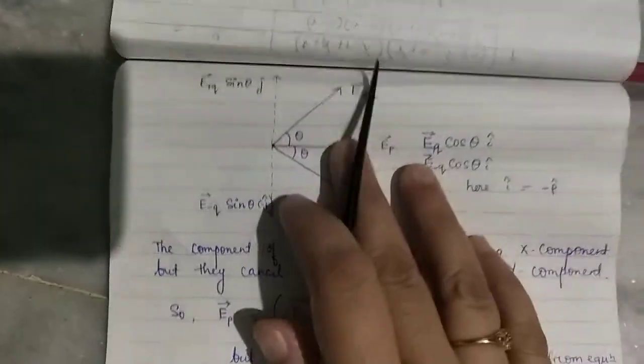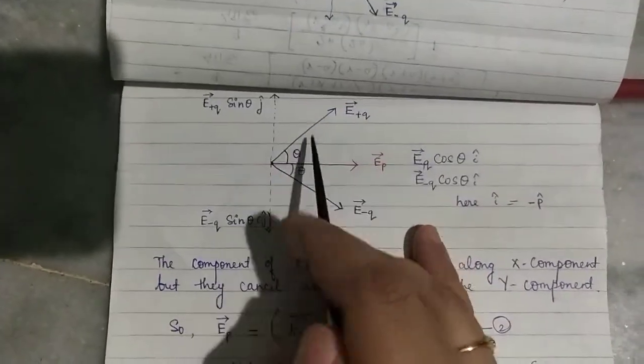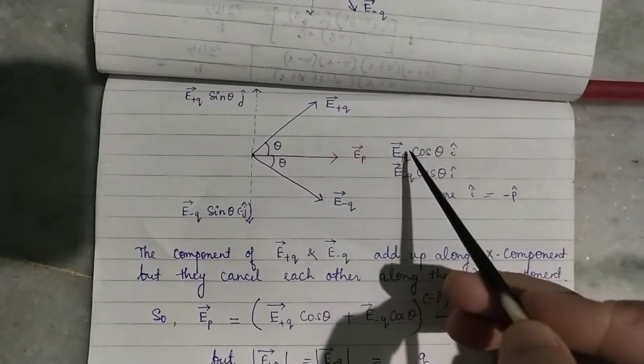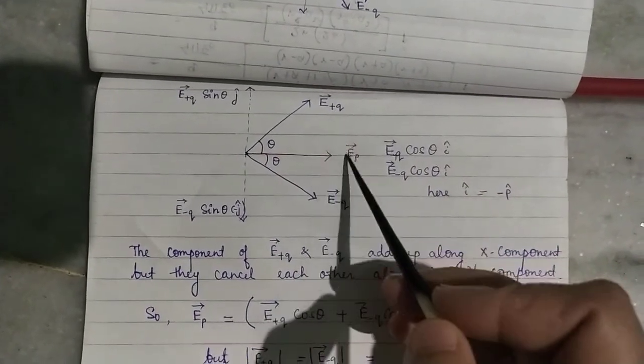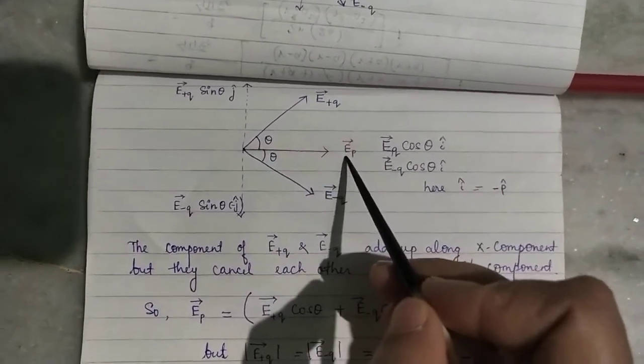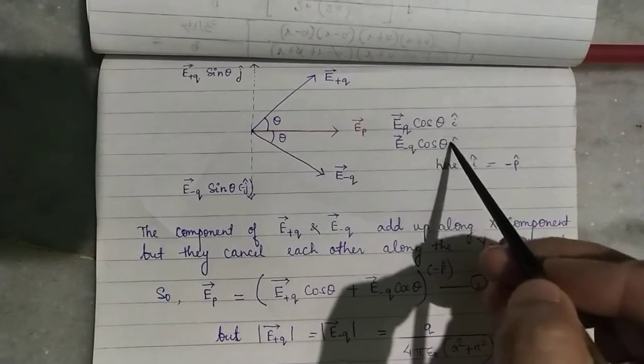One more thing about vectors is the direction. When we are resolving along the horizontal axis, the electric fields due to plus Q and minus Q charge have the same direction. Here, to simplify, I have just given the direction as i cap.